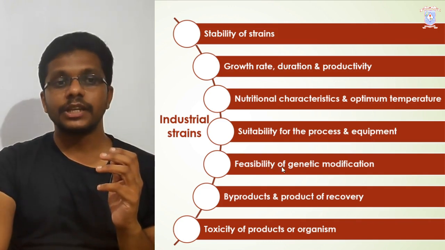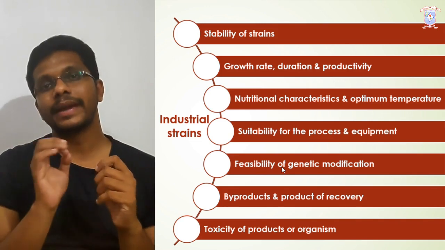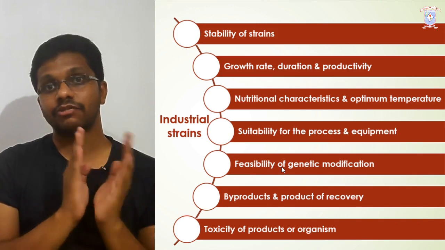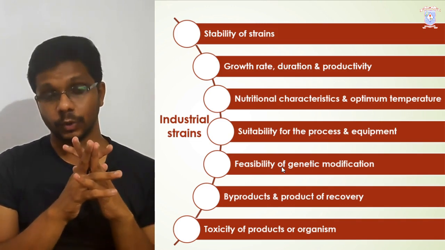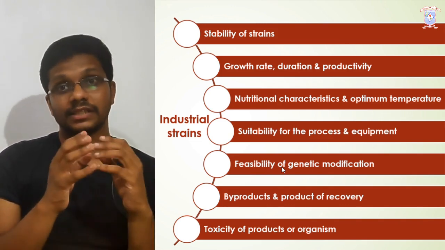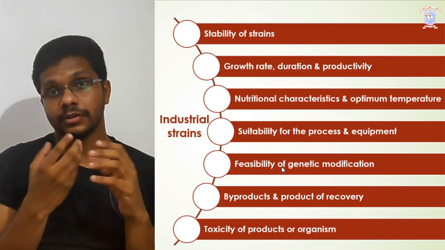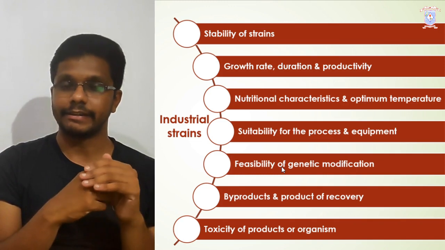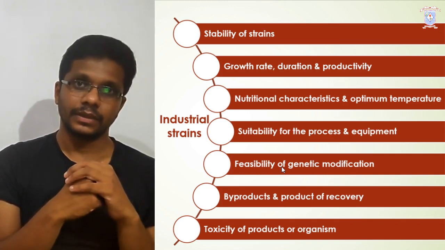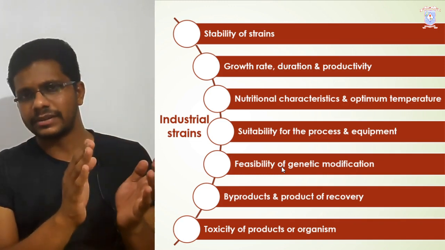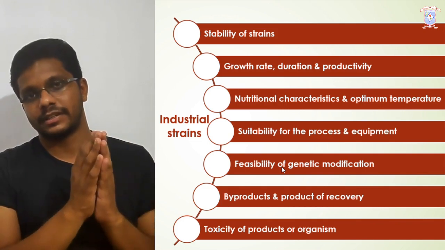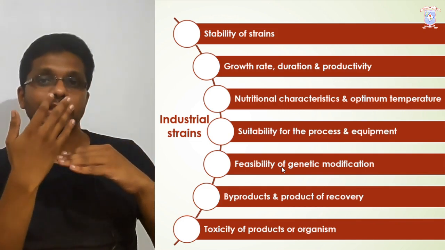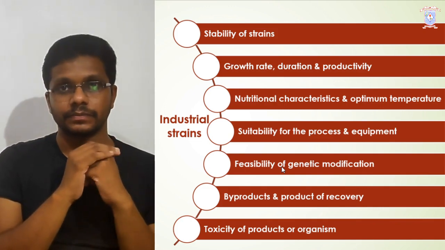Next thing is feasibility of genetic modification. Most of the microorganisms in the industry are genetically modified in one way or another. So if the industrial organism is easy to manipulate genetically, it's better. If the organism is a prokaryote, it's easy to manipulate. As the complexity of the organism increases, the difficulty of genetic manipulation also increases.